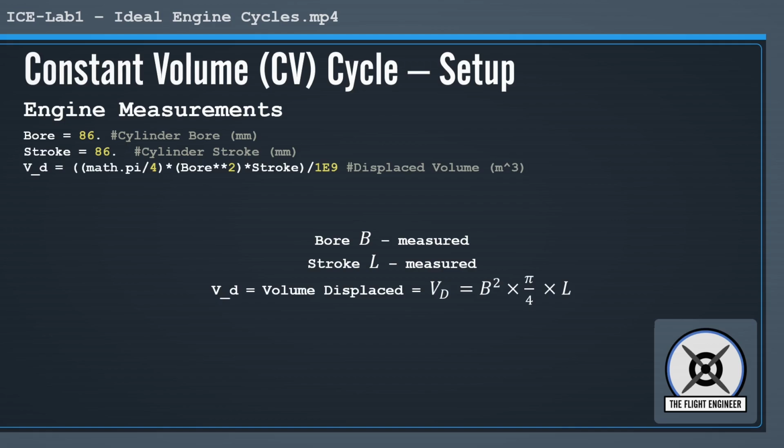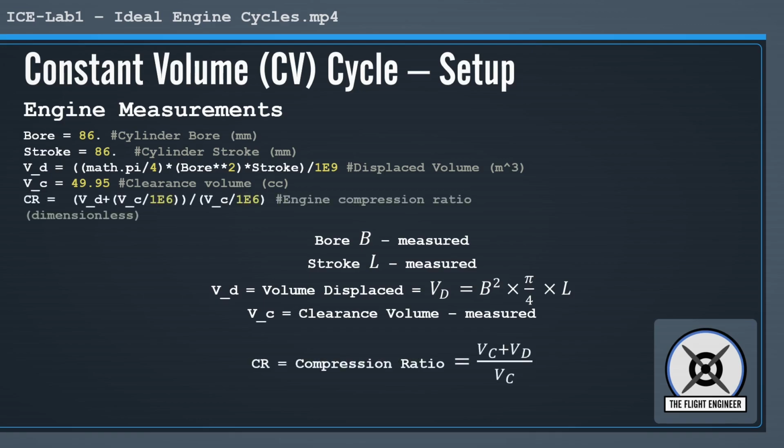Moving on from that swiftly, volume displaced is calculated from bore and stroke. This is the measurement of one cylinder's volume, not overall engine displacement. The clearance volume is input as a measured value since it's often listed as an advertised number or is empirically measured. Finally, compression ratio is calculated from volume displaced and clearance volume.